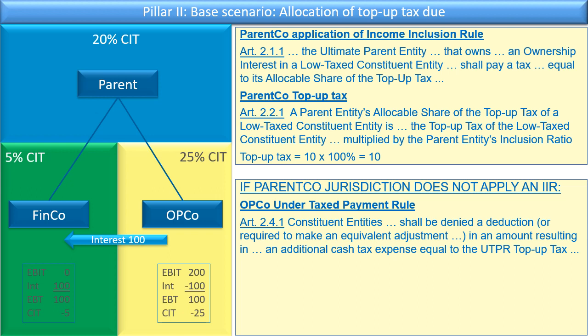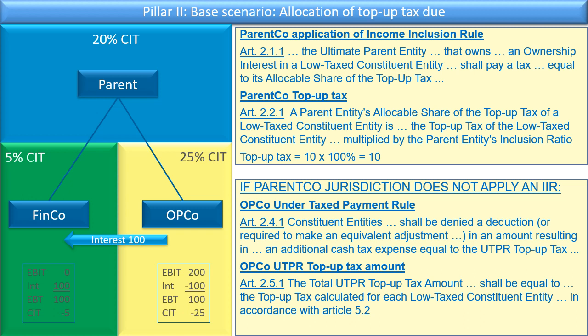Now, OpCo country and FinCo country have different tax rates, right? So you can't just use the FinCo numbers to come to a deduction denial that will be the same as the 10 that needs to be paid extra. So what you do here, the detail is in the wording, an additional cash tax expense, right? You shall be denied a deduction in an amount resulting in an additional cash tax expense.